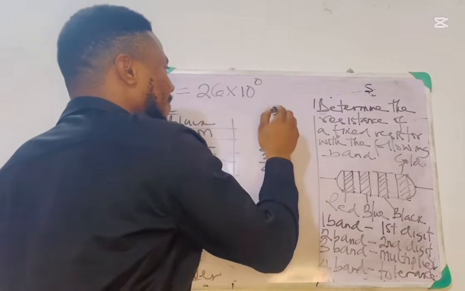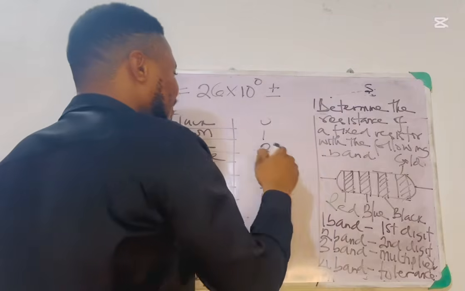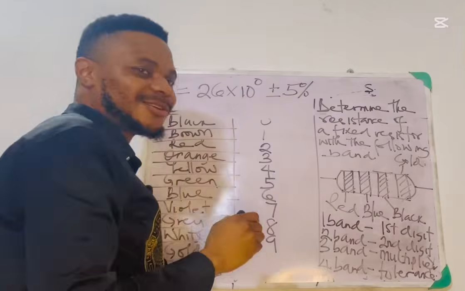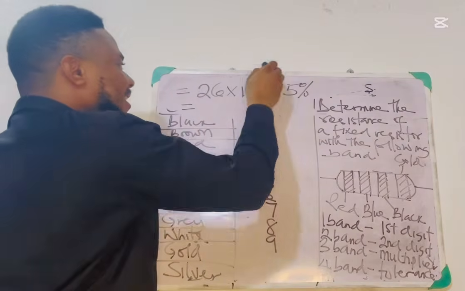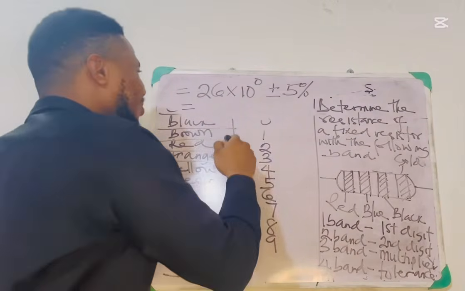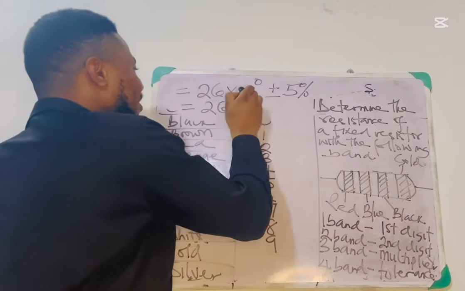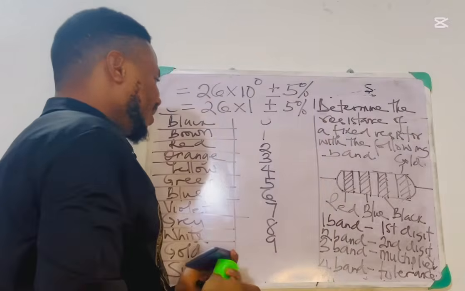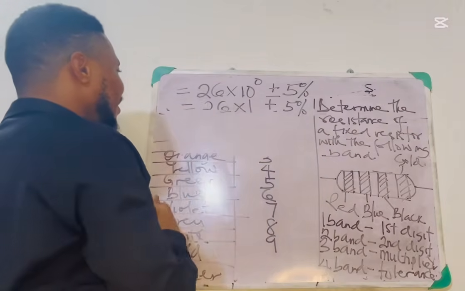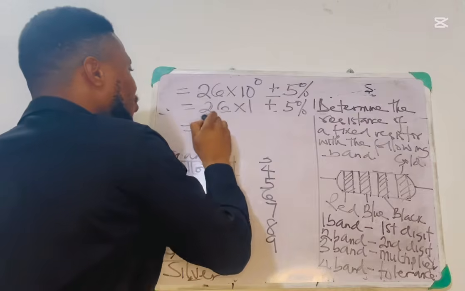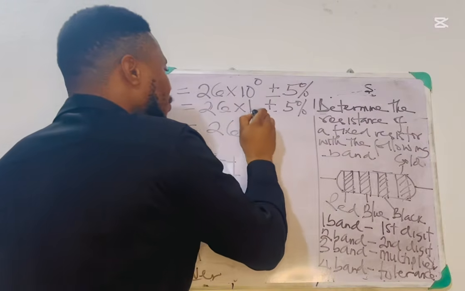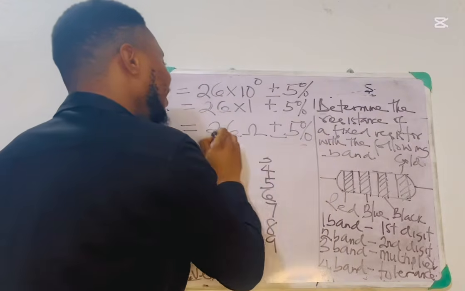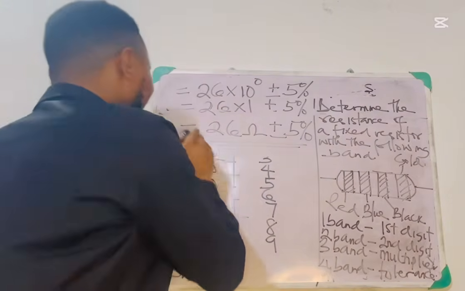So times 10 raised to power 0, plus or minus. The last band is gold and gold is 5%. So it means that 26 times 10 raised to power 0, anything raised to power 0 is 1. So this is the same thing as saying 26 times 1 plus or minus 5%. Your final answer is equal to 26 ohms plus or minus 5%. This is your answer. So this is the resistance R.